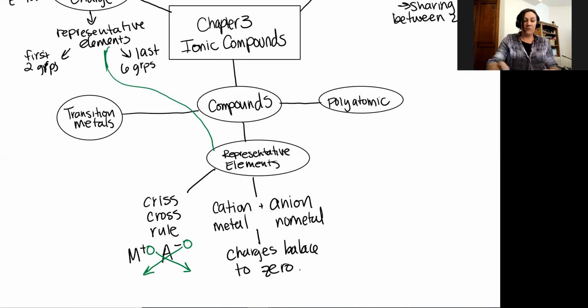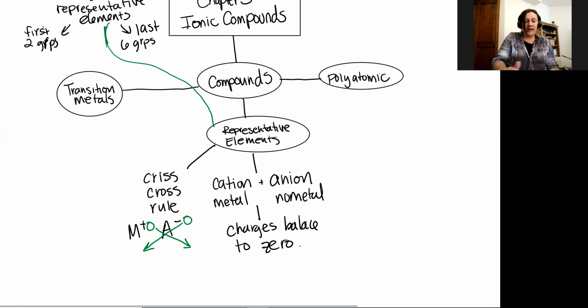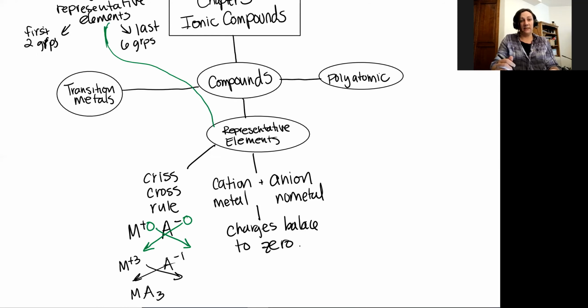So, for example, if we had a metal with a +3 charge and an anion with a -1 charge, we would use our Criss-Cross Rule to determine that I need 1 metal ion and 3 of my anions to form a balanced 0 charge compound.